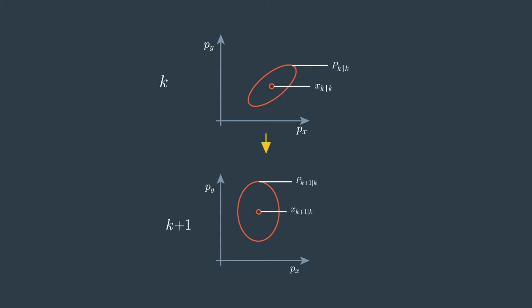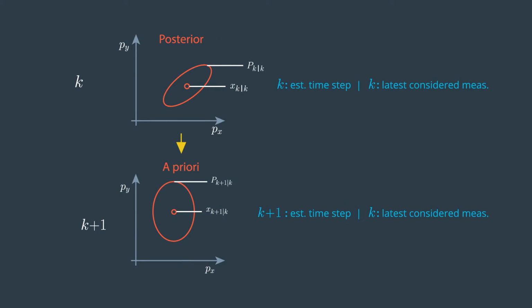You haven't seen this notation system yet. I want to introduce it here because it is often used in the literature or on Wikipedia. k|k means the estimation is for time step k and the measurement at time k has already been taken into account. This is also called the posterior estimation. k+1|k means the estimation is for time k+1, but the last measurement that has been taken into account was from k. This is exactly what we have after the prediction, and this is also called the a priori estimation.